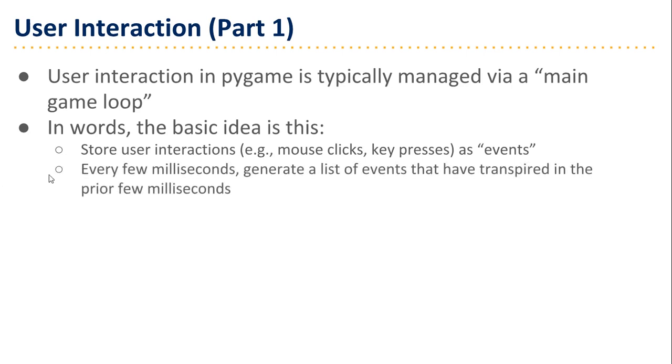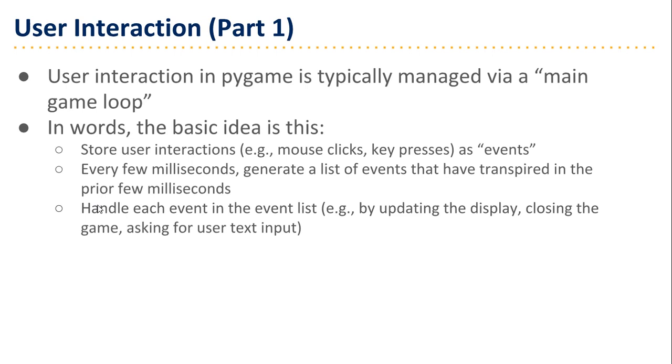Then, every few milliseconds, we generate a list of events that have transpired in the prior few milliseconds. So maybe the user moved the mouse and pressed a key and clicked a button, and we'll record those as 3 events and put those in a list. And then after a few milliseconds pass, we'll do this again. We'll check what happened and we'll put that into a list. And we'll just continue doing this.